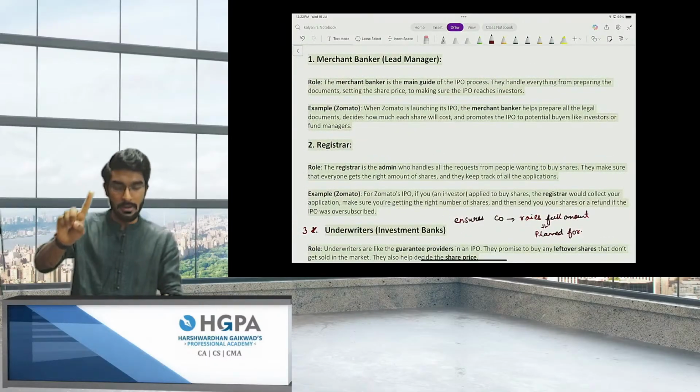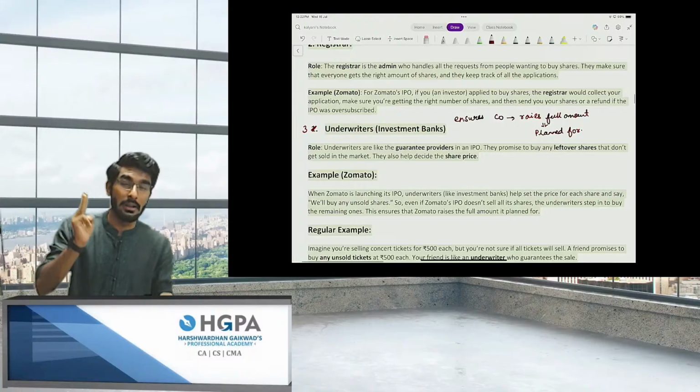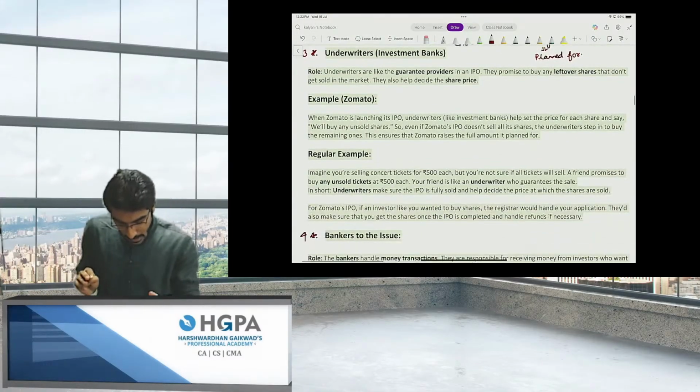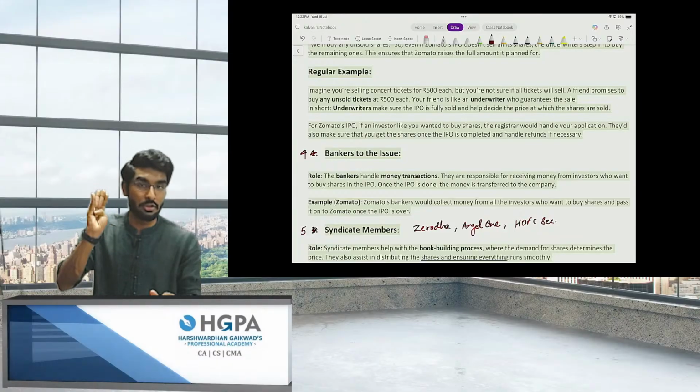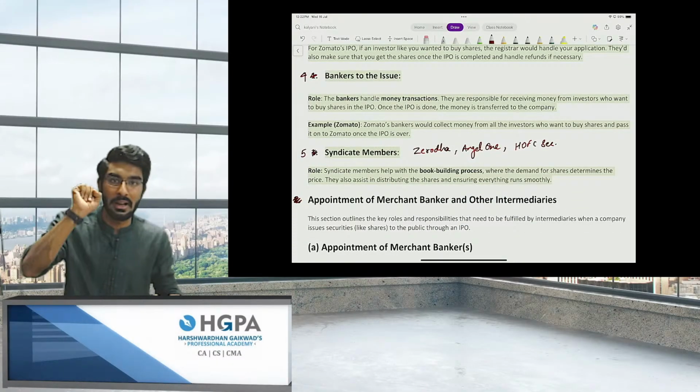Merchant banker we are going to study, then registrar to the issue we are going to understand, then what is the meaning of underwriters? Beautiful concept people, beautiful concept. Underwriters meaning we are going to understand. Number four is we are going to understand banker to the issue, and last is syndicate member. 5 intermediaries we are going to understand.